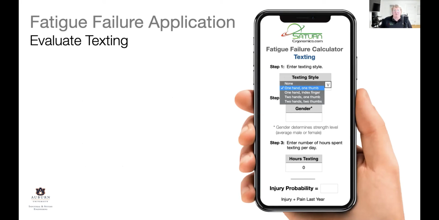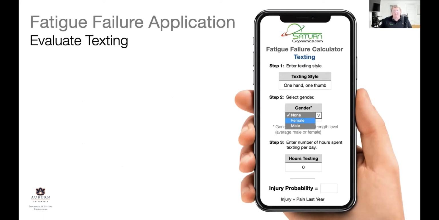Okay. Well, here's how this analysis works out. So texting style, one hand, one thumb. And let's do it for females. And we enter 3.5 hours of texting, the total number of hours per day that you text, and we can enter as many as you want there, as many as you can stand. And then we get an injury probability of 0.29.